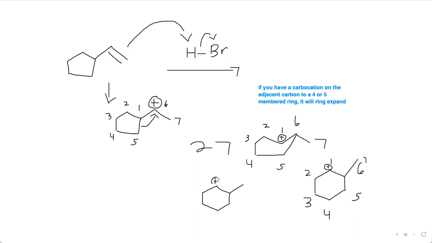And you can always double check your work by counting the carbons. I have 7 carbons in the structure originally. You never lose any carbons or gain any when you do this ring expansion or any rearrangement, in fact. So I still have 7 carbons.